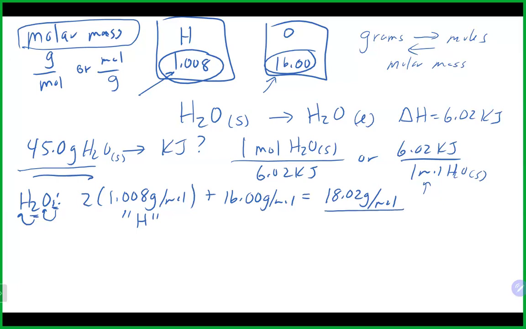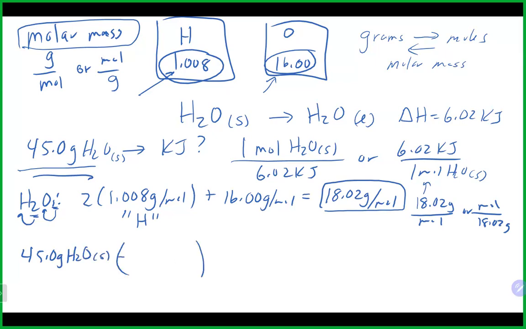So now that I have this as my conversion factor, again, I can use it just like a conversion factor of 18.02 grams per mole, or I can put the moles on top over 18.02 grams. So if I take my 45 grams of water, which is obviously ice in this case, and I use my molar mass just like a conversion factor, grams are on top. I want to get rid of grams, so I'm going to put grams on the bottom. So moles of water per 18.02 grams. The grams are going to cancel.